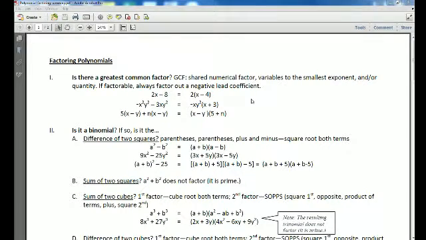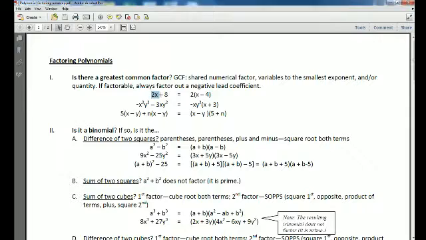One of our main methods has been factoring. This document's on Google Classroom. It goes through every single method of factoring that we have in 2 pages. Okay? So the first thing you want to check, is there a greatest common factor?